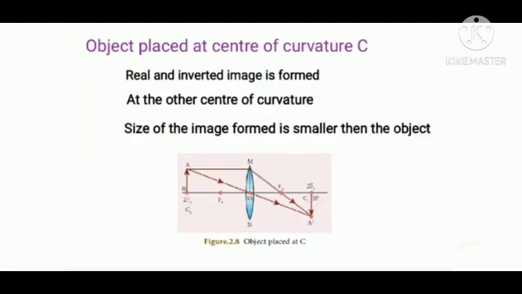Next position is at C. Object is placed at C, the image will be formed at C. Here a real and inverted image is formed at C. The size of the image formed is smaller than the object. Object is placed at C, image appears at C.